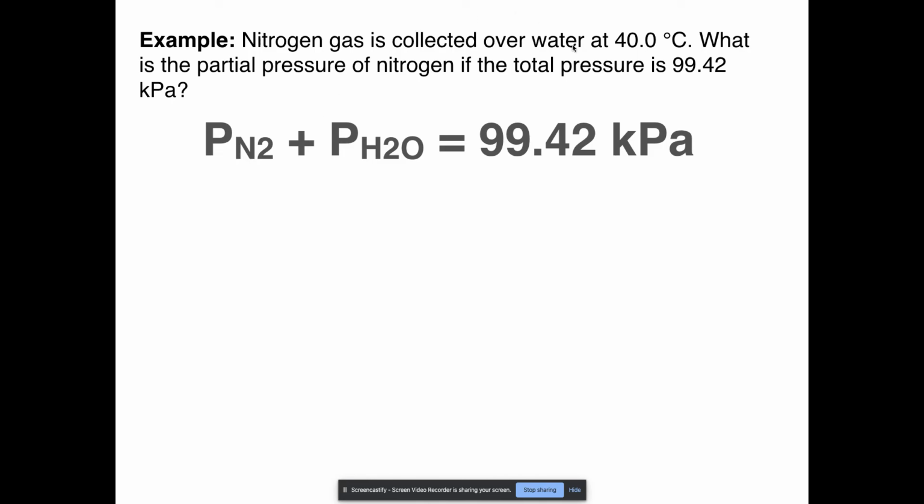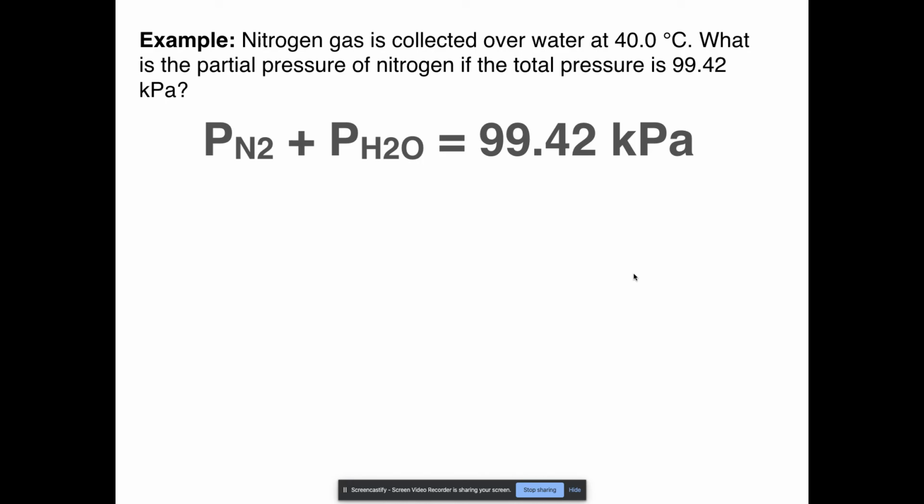Okay, again, we've got to think. I'm collecting it over water. So that means I have a partial pressure of nitrogen and I have a partial pressure of water. It has to add up to 99.42 kilopascals. And so I need to subtract the partial pressure of water. So I need to look it up.